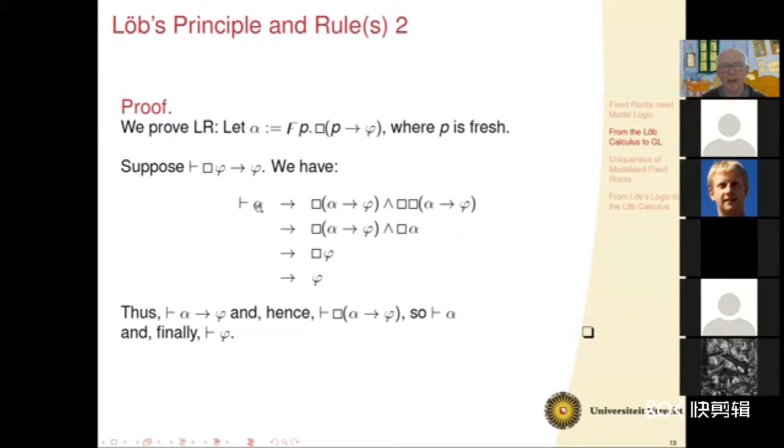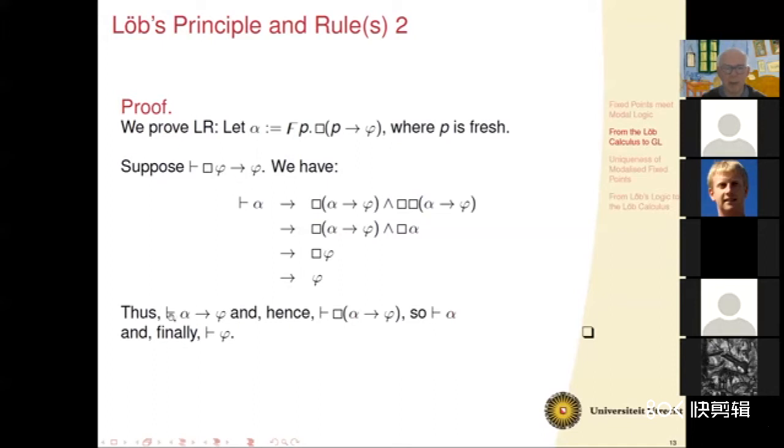So suppose we reason as follows in our theory. Suppose alpha. Now since alpha is a fixed point of box P implies phi, alpha is equivalent to box alpha implies phi. Since we also have this principle four, or the third Loeb condition, if we have box alpha implies phi, we also have box box alpha implies box phi, because box distributes over implication. So we have the conjunction of these things. Now this thing is again equivalent to alpha. And so by standard modal reasoning, box alpha implies phi is equivalent to box alpha. And so we leave the box alpha implies phi here. So we have box alpha implies phi and box alpha. So that gives us box phi. Now we apply our assumption and we get phi.